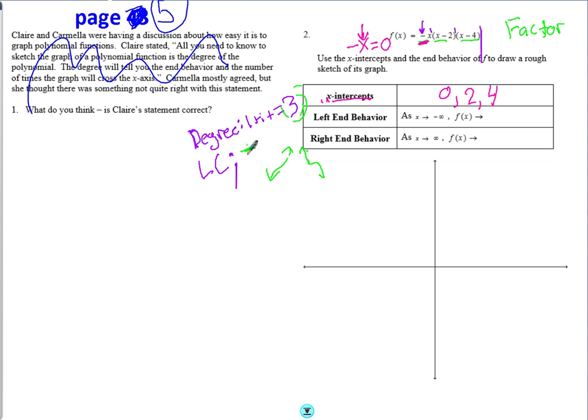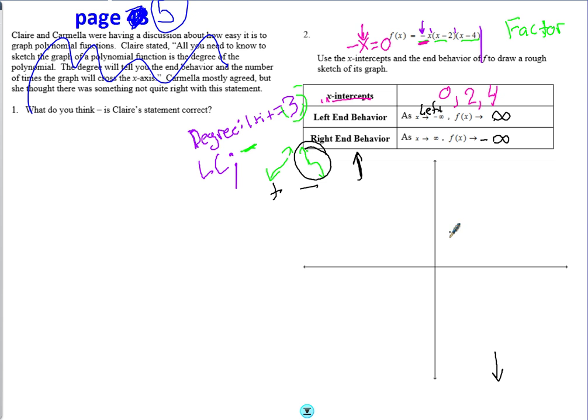Then, since my leading coefficient is negative, I know that it's going to be decreasing. So what that means is it's going to start in the top left and it's going to end in the bottom right. So for left end behavior, as x approaches negative infinity, which means as we go left on our graph, the graph is going to be going up to positive infinity. As x approaches positive infinity means as we go right, my graph is going down, so we say f of x approaches negative infinity. So that's the basic shape of the graph.